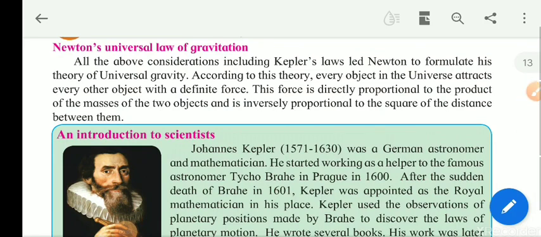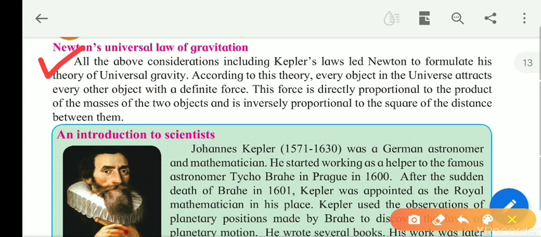As you know already, we had already started with the chapter Gravitation of Science 1, in which we have covered the gravitational force and motion and then Kepler's law. Three Kepler's laws we had already studied. Now we are going further towards Newton's universal law of gravitation.